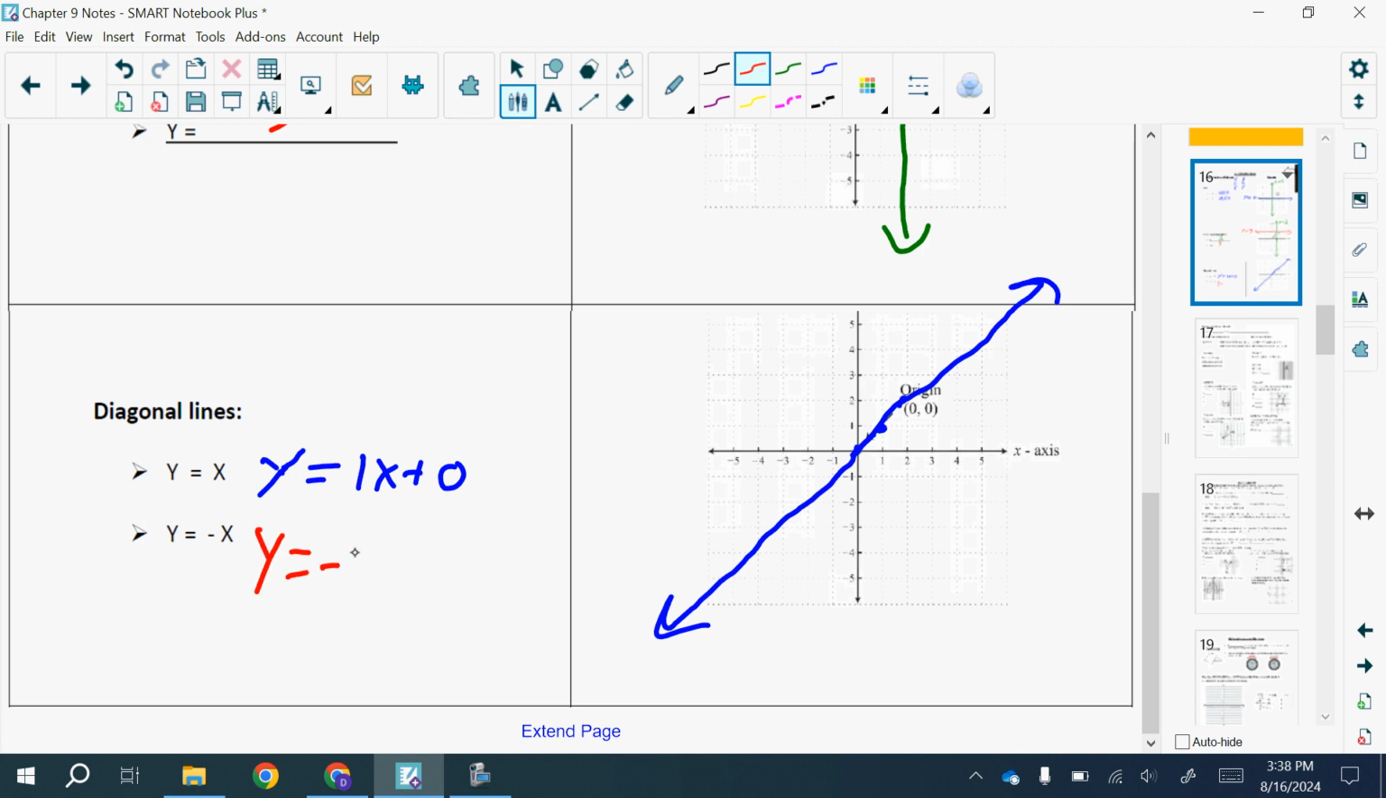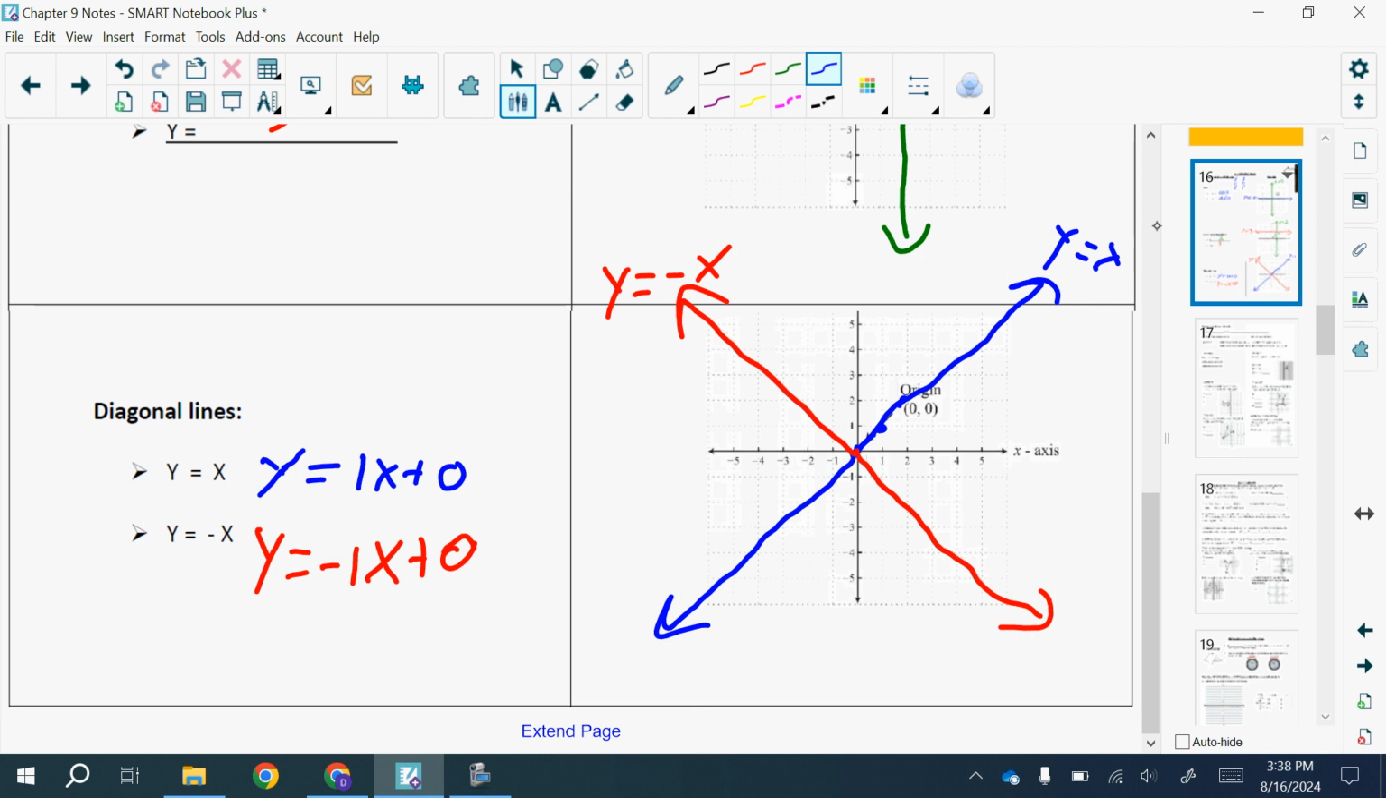Y equals negative x is the same thing, except now the slope is negative, so it's going to decrease going from left to right. So this is y equals negative x, and this one is y equals x. The y equals x line you'll become very familiar with in Algebra 2 when you learn about inverses.